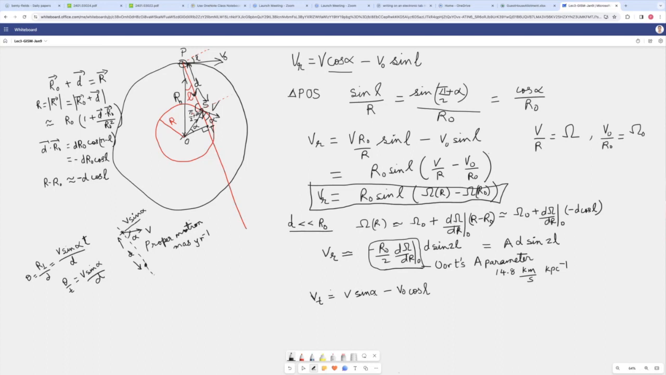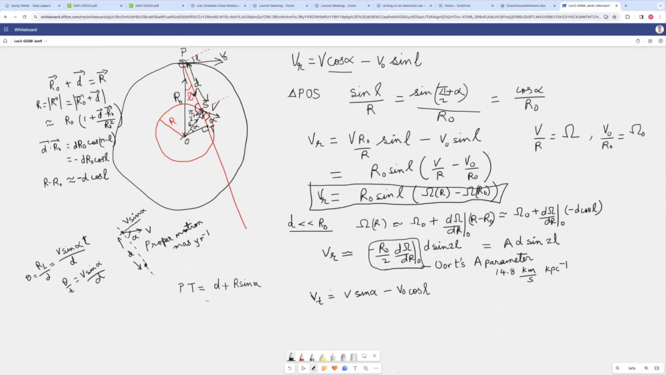And again, we want to write sine alpha in terms of other quantities. So let's see. If you look at PT, this side, the distance from P to T, is equal to the sum of PS and ST, which is nothing but PS is D and ST is R sine alpha.